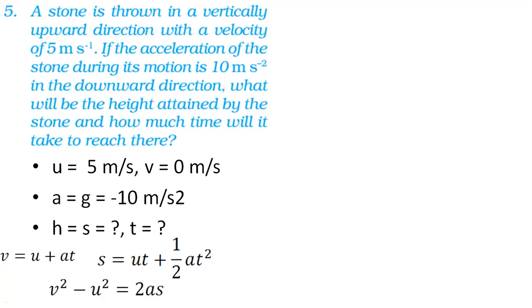Suppose a body is thrown from downward to the upward side. It is going to stop at a certain point and then it is again going to fall. So final velocity is generally taken as 0 in this case. What about acceleration? That is 10, but it has to be taken negative because the object is traveling against gravity. It is going up, so it has to be taken negative.